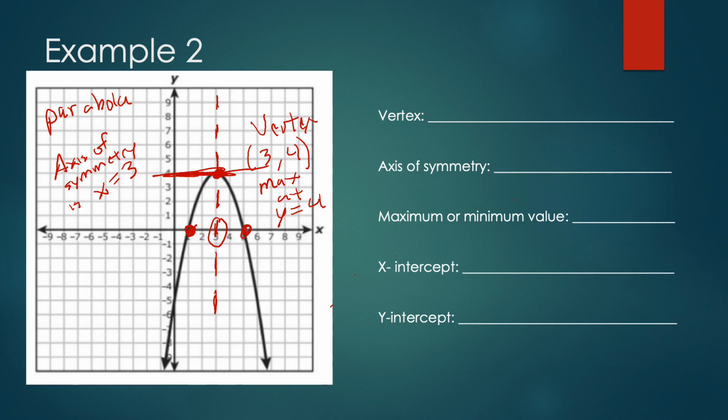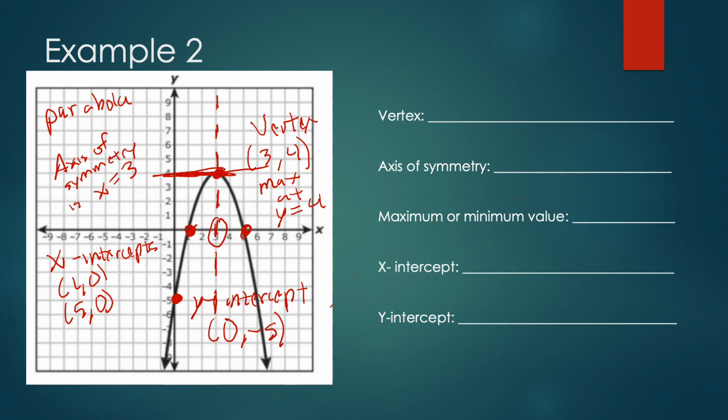Now I'm going to look for my x-intercepts, which happen to be right there and right there. So my x-intercepts are 1, 0, and then the other one is 5, 0. And the last thing I need to look for is the y-intercept. So if I look closely, that's where my y-intercept is, which happens to be 0, -5.